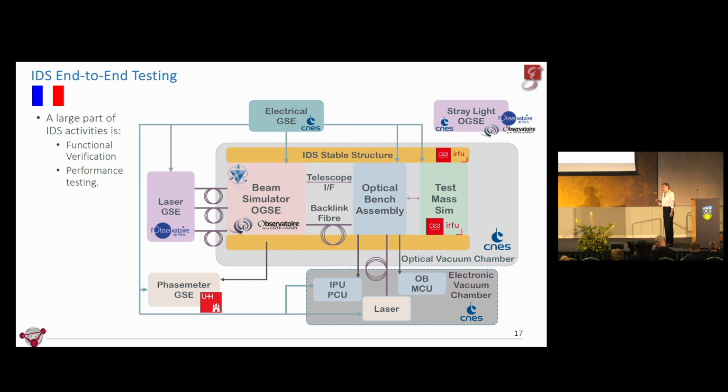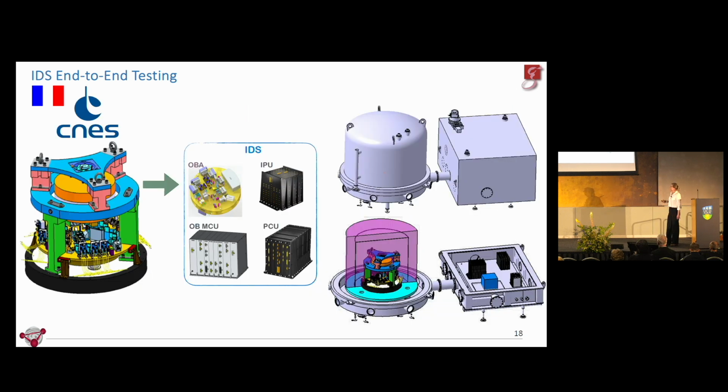What is not shown in this picture is all of the facilities that are behind this test, all of the clean rooms, control rooms, and everything that our colleagues in CNES are developing to provide this test. And here is just a rendering and quick schematic of how it looks. We have the stable structure together with the beam simulator, optical bench, and test mass simulator, the IDS units under test, IPU, PCU, and OBMCU sitting in the electronic vacuum chamber together with NASA's ETU laser, the stable structure in the optical vacuum chamber. And this is how the whole test setup will look.